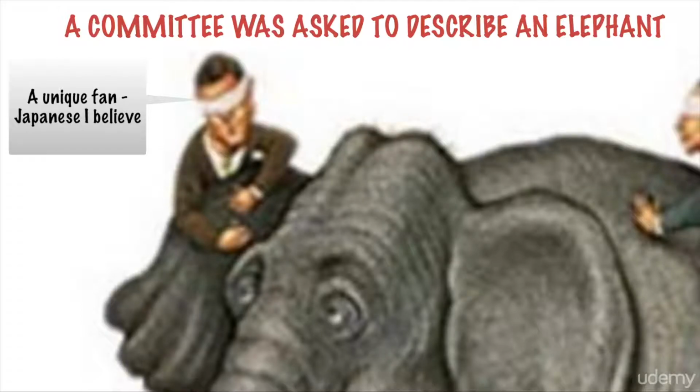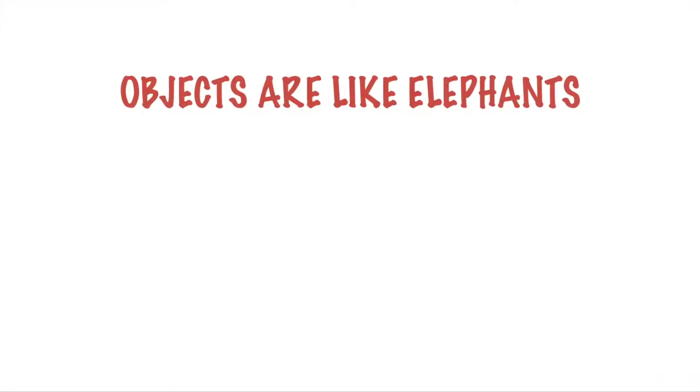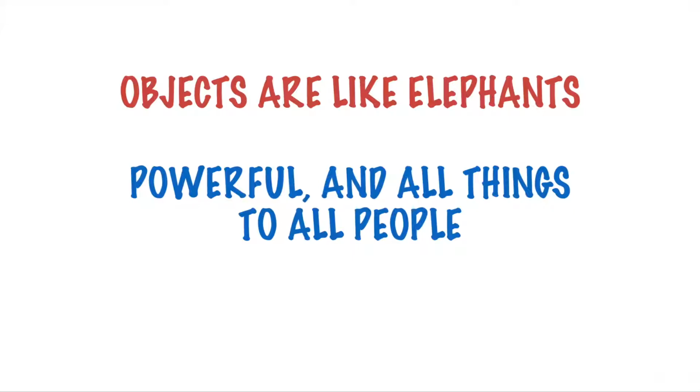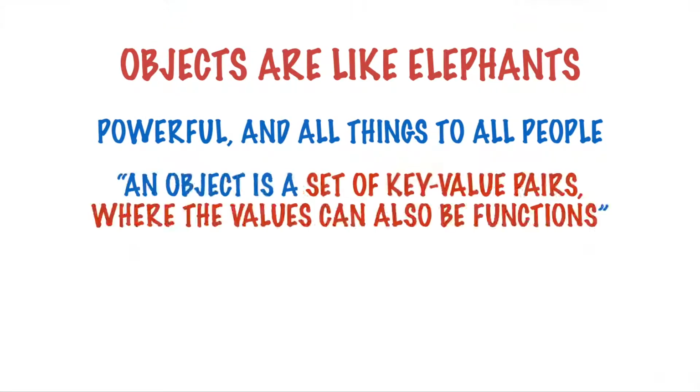Why this talk of elephants? The reason we talk of elephants when we are describing objects is that, just like an elephant, an object is many things to many people. Objects are like elephants. They mean all kinds of things to different people and they are powerful. This is a JavaScript class.